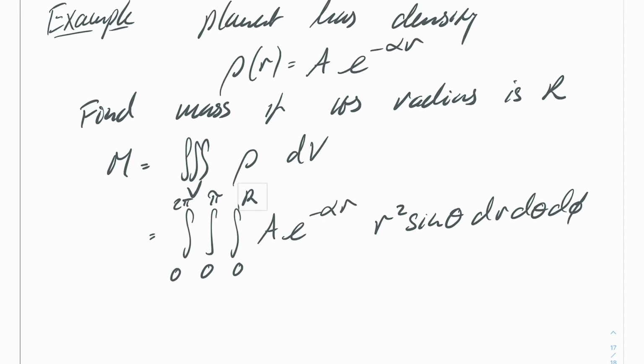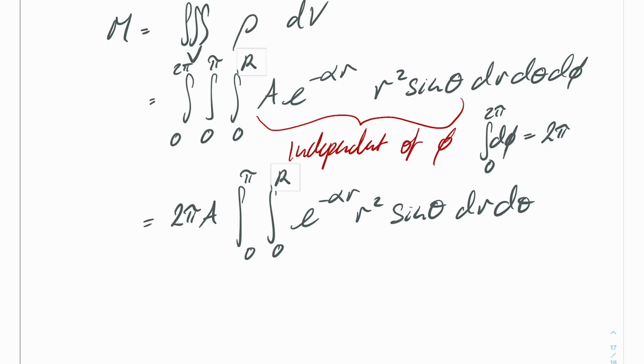Well, the first thing to note is that the integrand is independent of phi. So that means we do the phi integral first. The phi integral is just like integrating a constant between 0 and 2 pi, and so that just gives us a factor of 2 pi. There are different ways we can go about doing this. We could do the r integral first and then the theta one, or we could do the theta one first, so swap the integration symbols around and then do the theta one first.